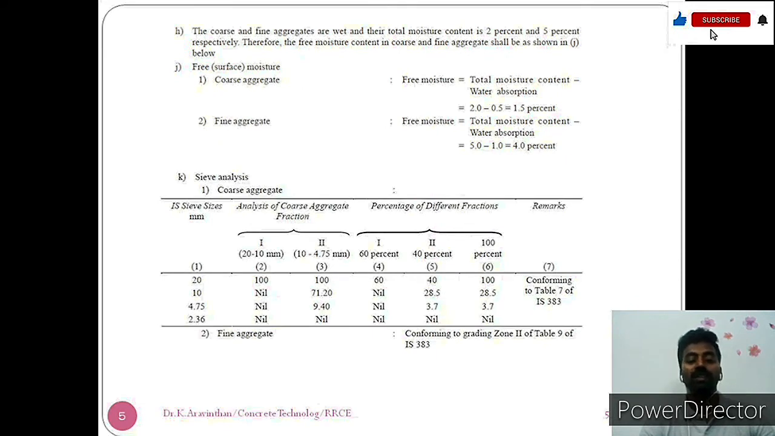And sieve analysis: you have to conduct a sieve analysis test for coarse and fine aggregate, and it should conform to table 7 of IS 383. Here you should note that nearly 70% of the coarse aggregate falls in the range of 10 to 20 mm, and the remaining 25% falls in the 4.75 to 10 mm range. Also the fine aggregate is conforming to zone 2.